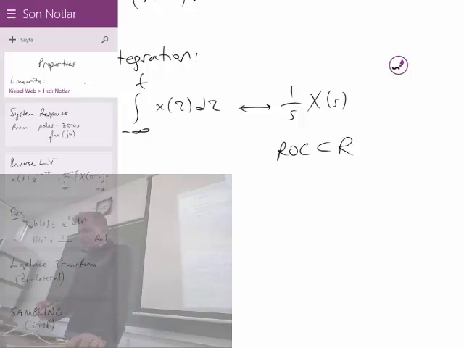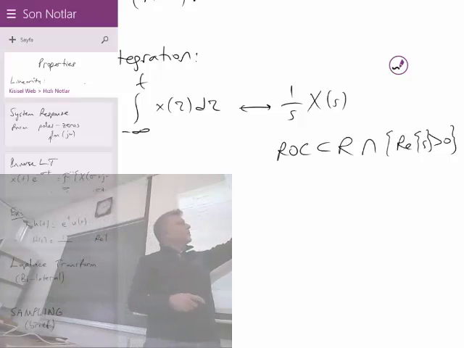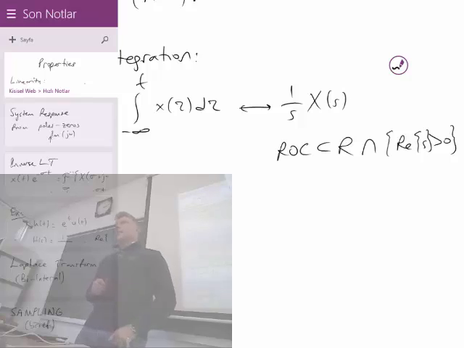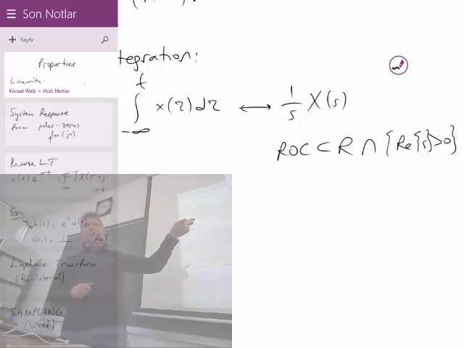It includes the previous region of convergence of X(s), intersected with a new region of convergence telling us that the real part of s must be greater than 0, because we are now adding a pole at s equal to 0 with 1 over s. Consequently, it imposes a new region of convergence: the real part of s is greater than 0. We must intersect that with the previous ROC. And if there is a pole-zero cancellation or anything, it may be more than that, but at least it is the intersection.